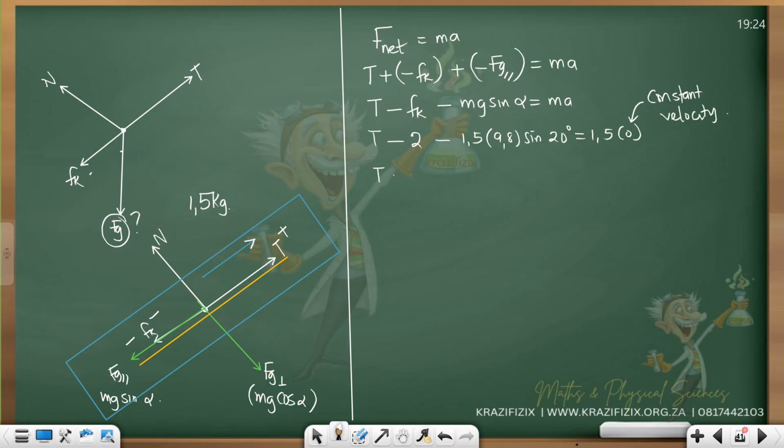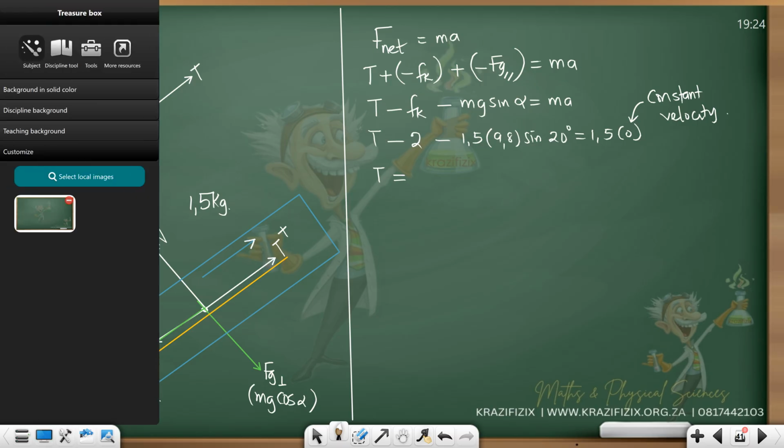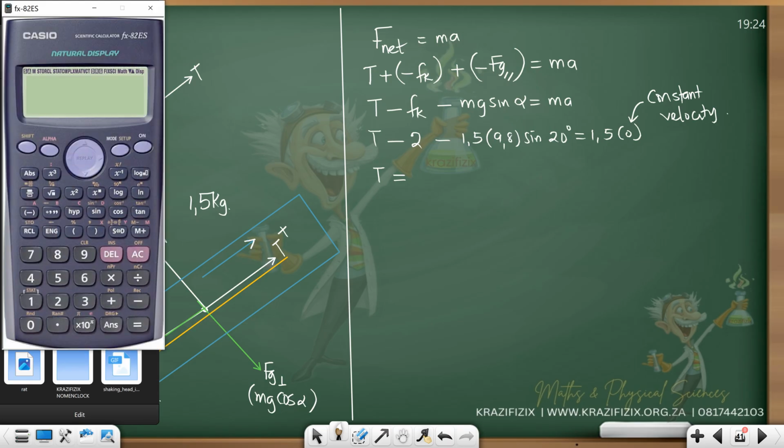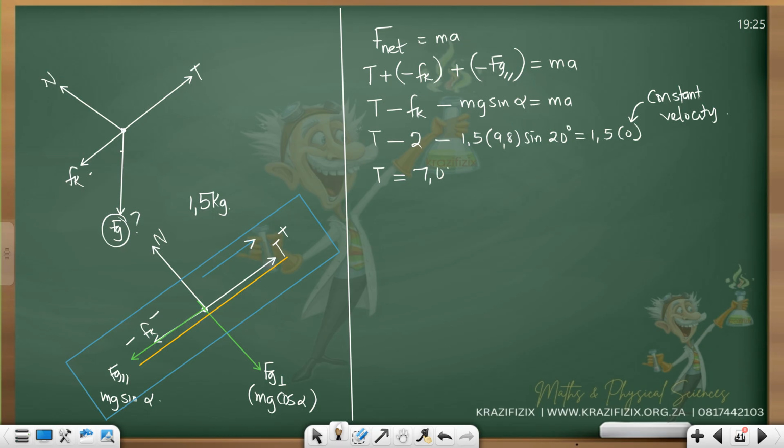We do the maths. What is tension? Move everything over to the other side. What are we going to get? 1,5 times 0 is 0. Move the 2 over, it becomes positive 2. Move that over, it becomes positive 1,5 times 9,8 times sin 20. And good, we are done. Simple. 7,03. Case closed. Your free body diagram is the answer. Please go back to lesson 3 and lesson 4. Very important. I was just doing this to make sure that we fix whatever needs to be fixed.